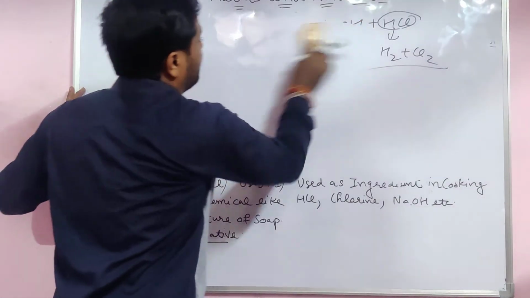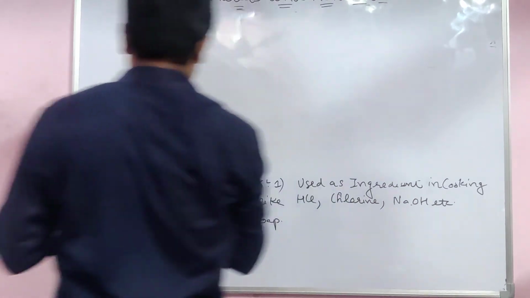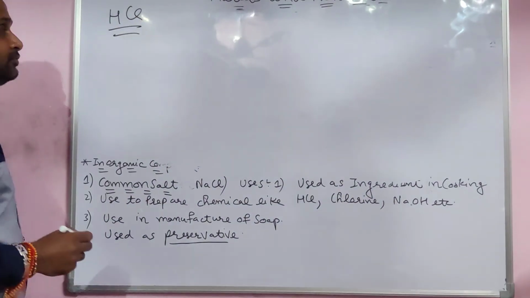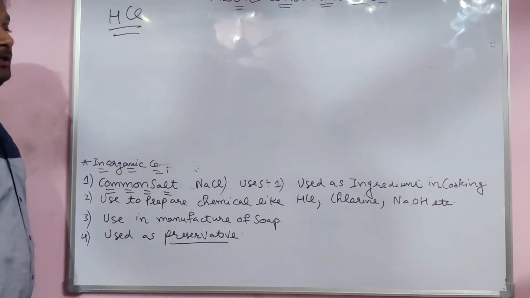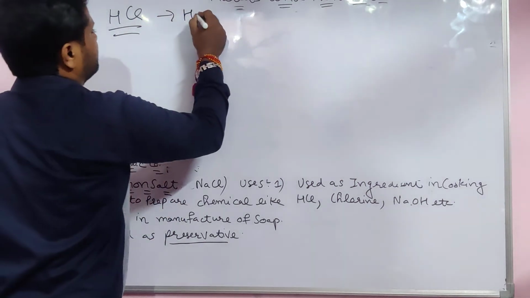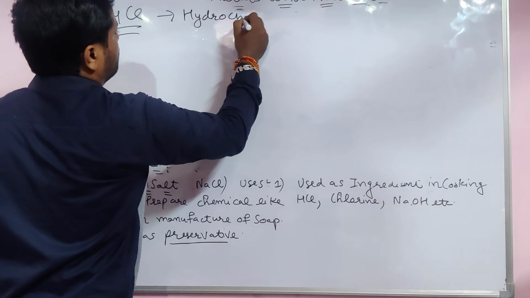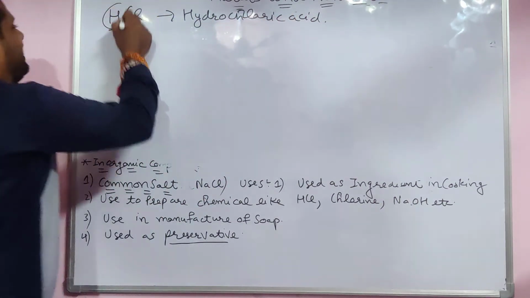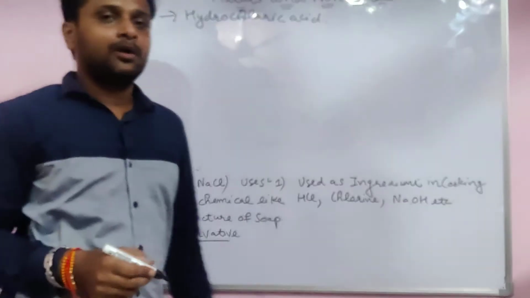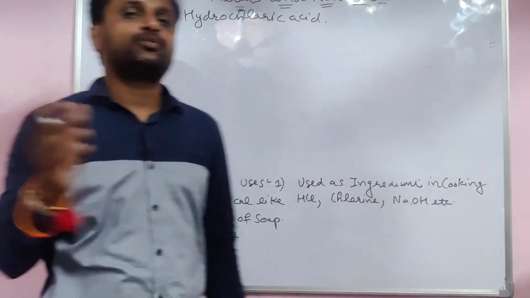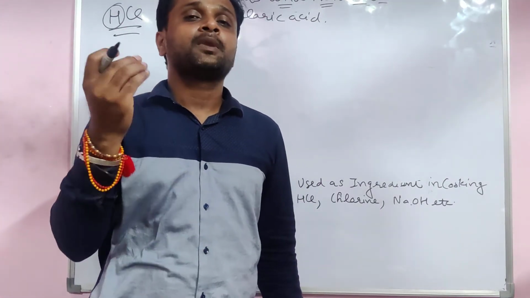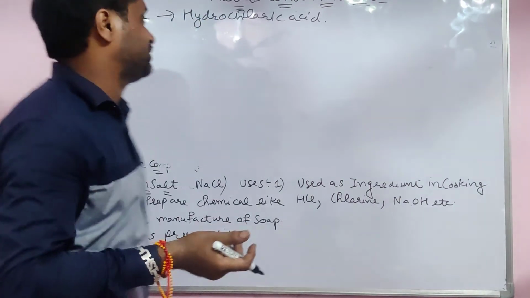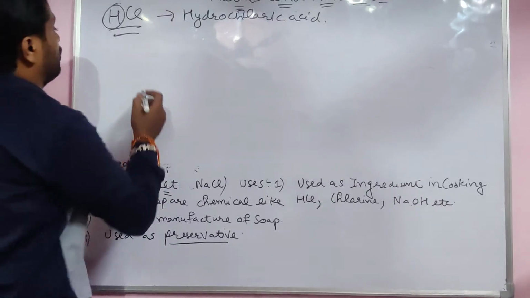The next inorganic compound is HCl, because it does not contain carbon and hydrogen. Its name is hydrochloric acid, because it gives H positive. That's why. In old classes, when you were small, you studied that which turns blue litmus to red is called an acid.